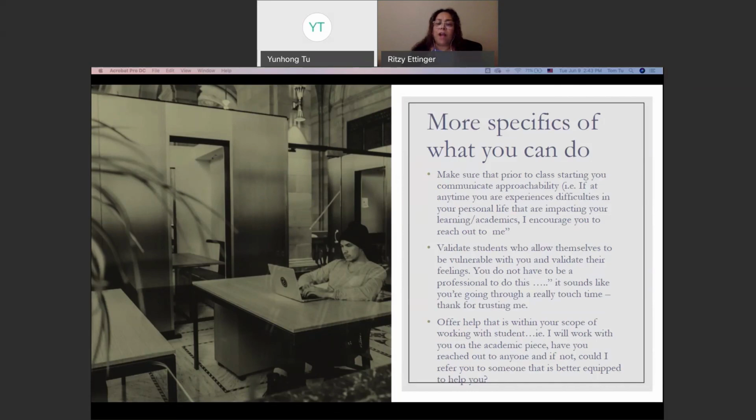And then offer help that is within your scope. So you'll work on the academic piece, right? I'll work with you. What do I need? What do you need? What can I do? Will an extra few days help you? And then if not, refer them to someone that's better equipped. Well, you can certainly say, I don't know how to help you with that piece, but I know where I can refer you. And so that is really important, allowing yourself to provide the support that you can, and also being aware of what you are not equipped to do, but being open to the idea that you can help them find those answers.